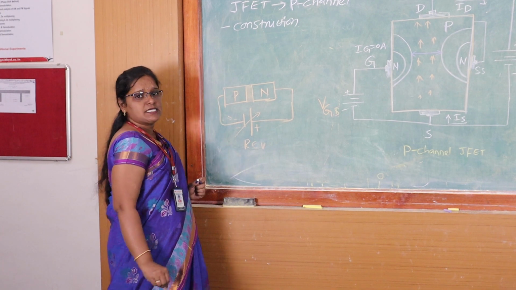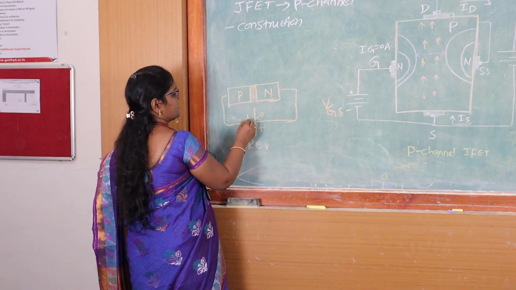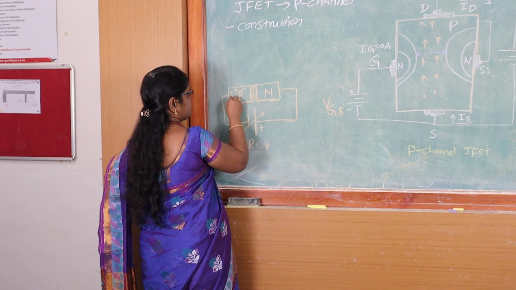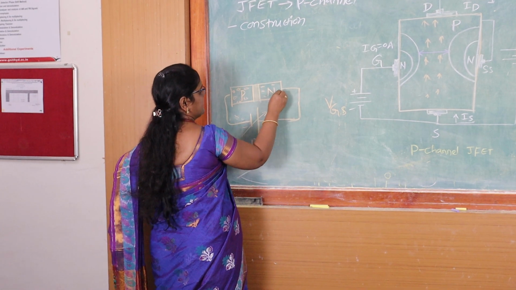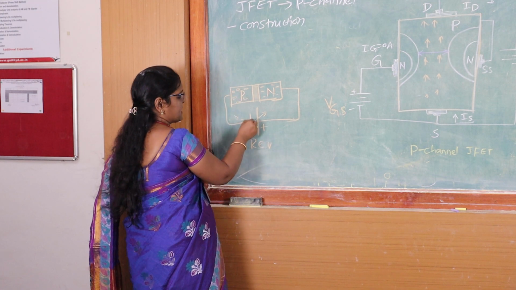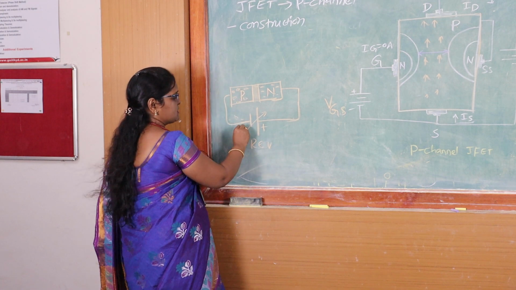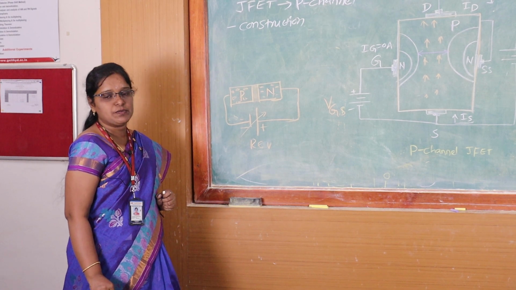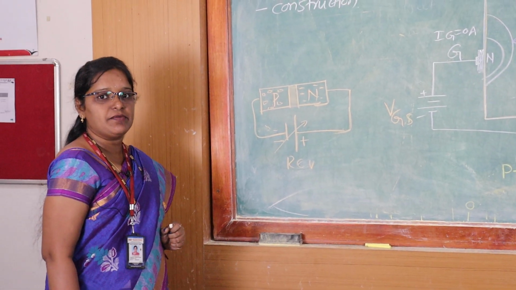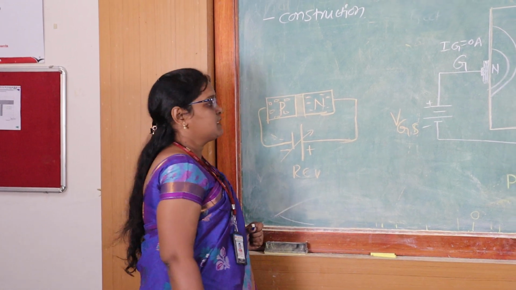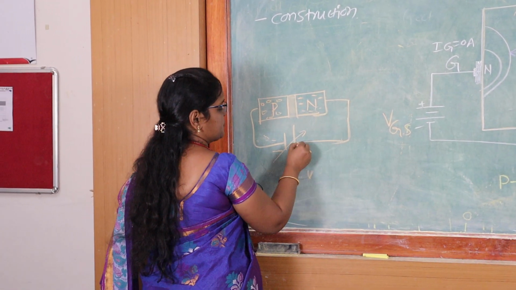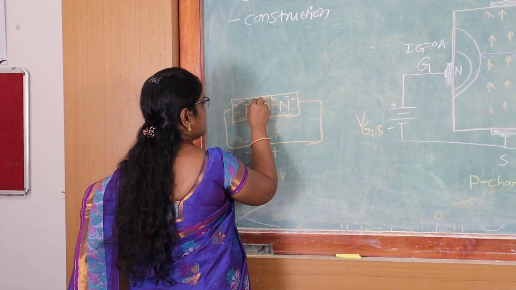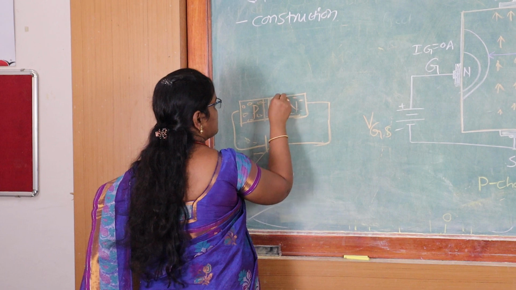Under reverse bias, what happens? The majority carriers here are holes, and here the electrons are majority carriers. These holes will be attracted towards the negative terminal because oppositely charged carriers attract. There will be an attractive force between opposite charges and a repulsive force between like charges. Then the electrons will be attracted towards the positive terminal. So that means there will be an increase in the depletion region.